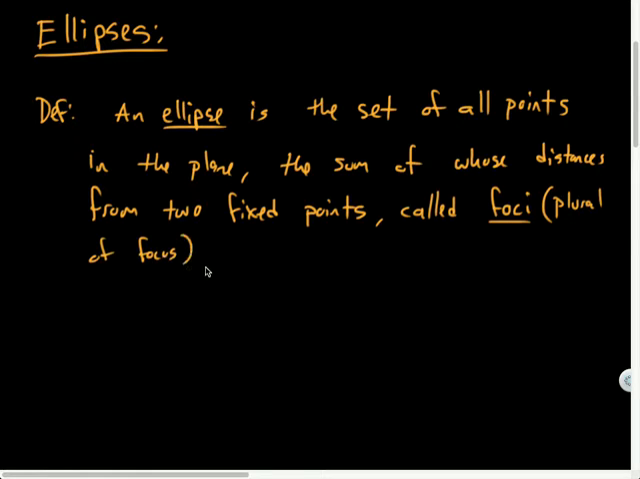What's interesting is the company Ford actually had to decide what you call multiple Ford Focus vehicles. Do you just say, hey, I've got a couple of foci parked in the garage? Or do you call them Ford Focuses? But foci is technically the plural of focus. So the sum of the distances from the two foci is constant.